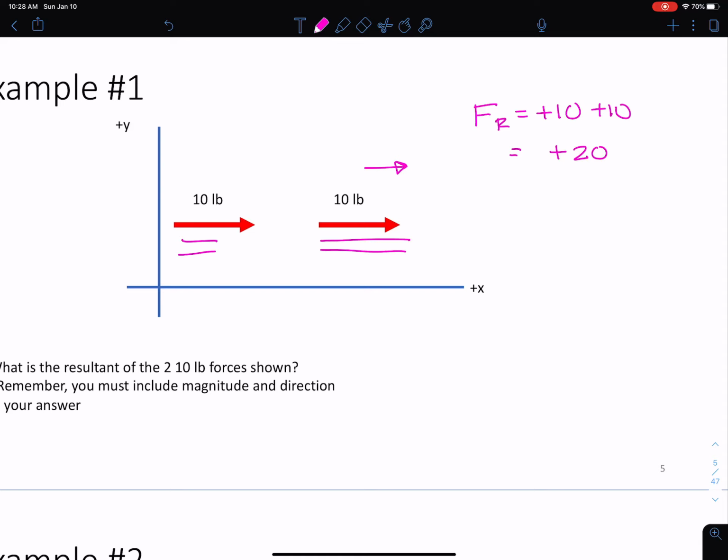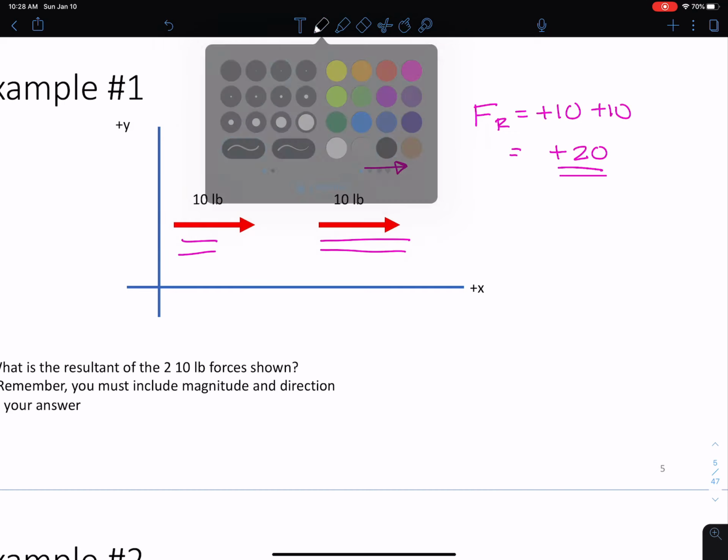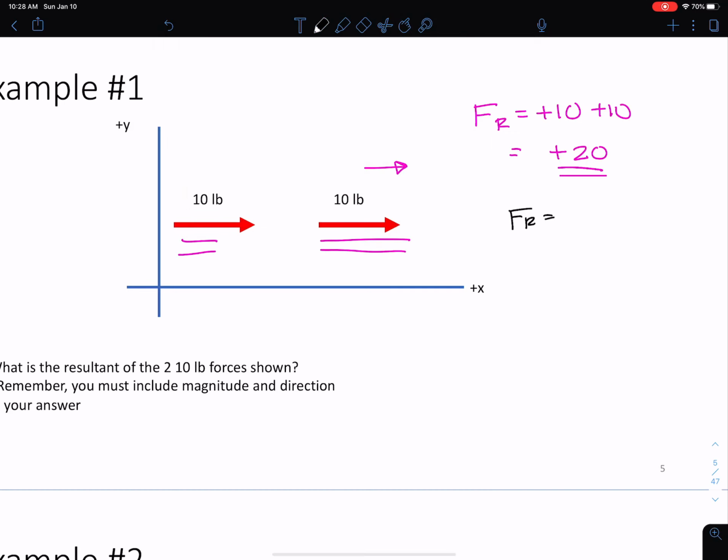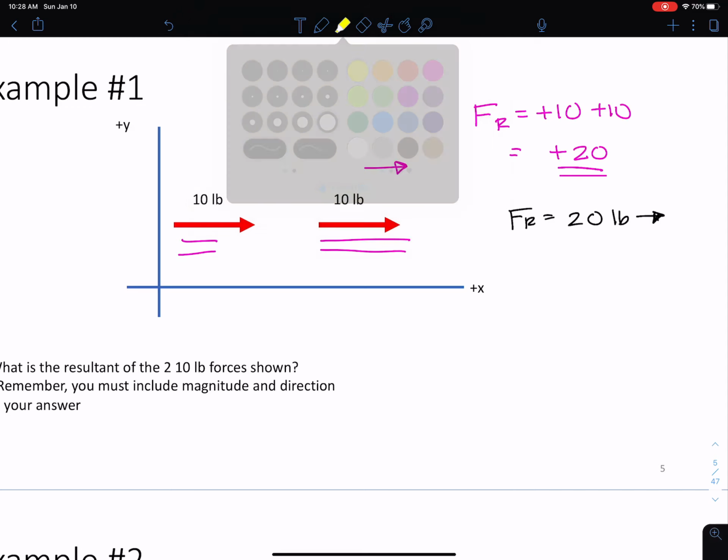So what this means is, if I get a positive answer, which direction is my resultant force acting in? I'm going to take away the positive and say 20 pounds to the right. And this is my final answer.